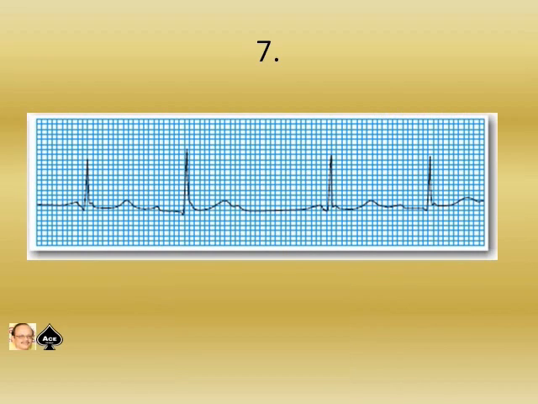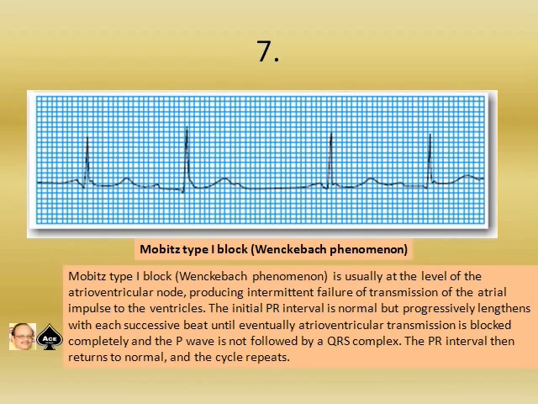What is this? Question number 7. That is Mobitz type 1 block with the Wenckebach phenomenon. Mobitz type 1 block is usually at the level of the AV node, producing intermittent failure of transmission of the atrial impulse to the ventricle. Initial PR interval is normal but progressively lengthens with each successive beat until eventually AV transmission is blocked completely and the P wave is not followed by a QRS complex. The PR interval then returns to normal and the cycle repeats.